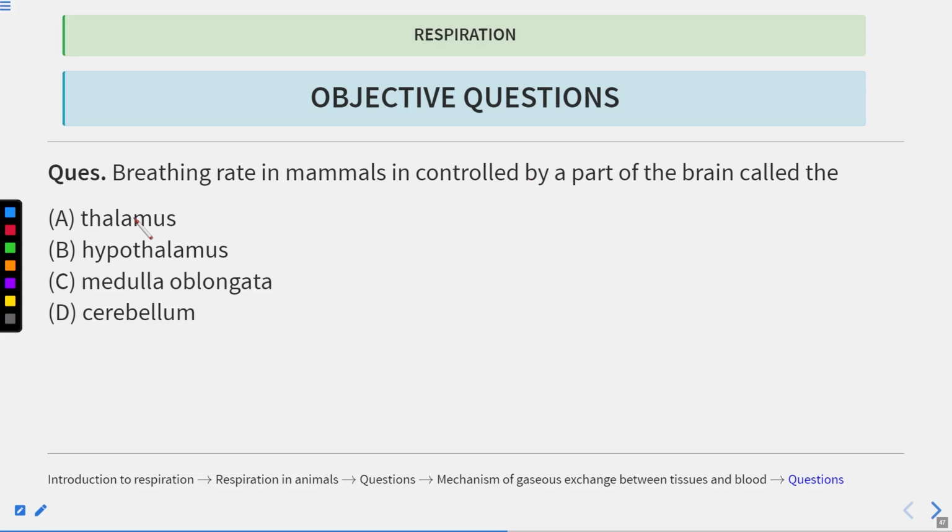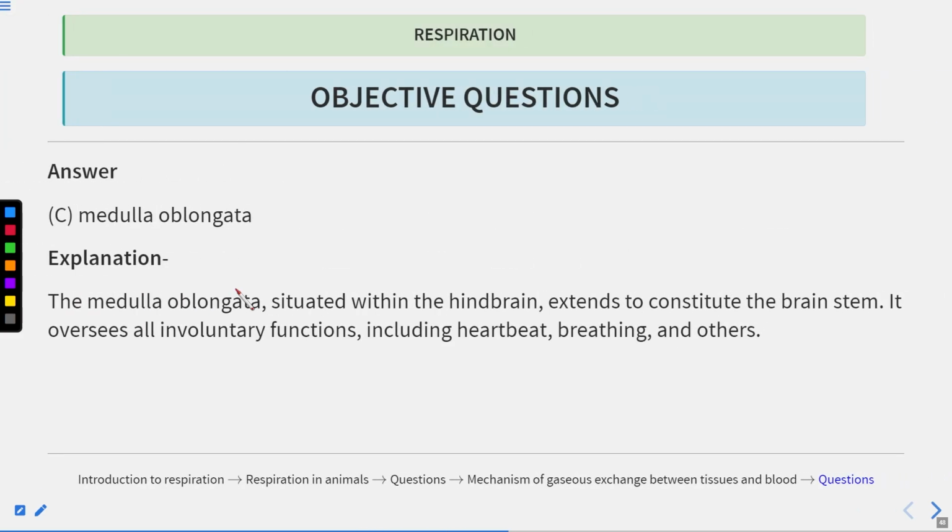First option is the thalamus. Second option is hypothalamus. Third option is medulla oblongata. And fourth option is cerebellum. Okay. Now, this question we have already discussed. So, the answer to this question is medulla oblongata. Now, what is the explanation?